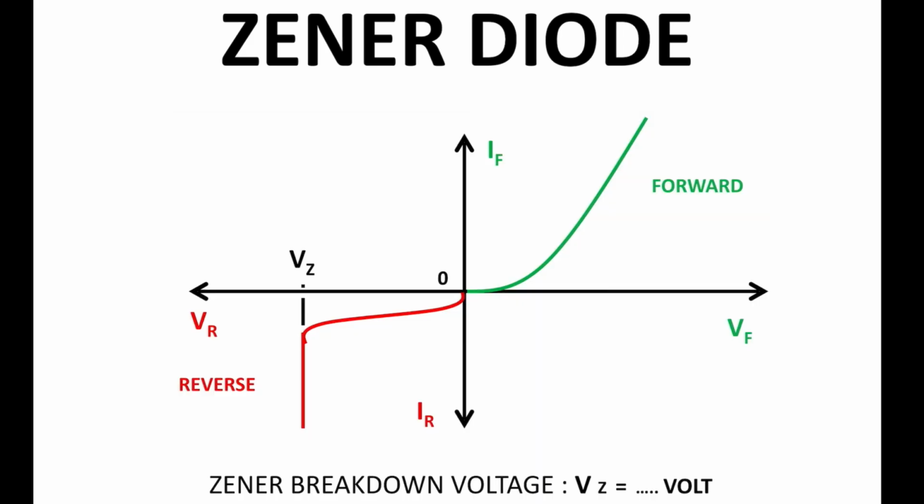In the reverse bias characteristic curve, note the value of Vz at which current through the diode increases very sharply without any increase in voltage across the diode. This value of reverse bias voltage Vz is the required breakdown voltage of ZENER diode.